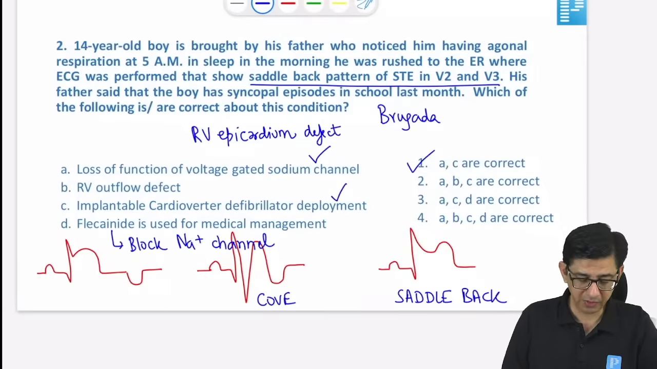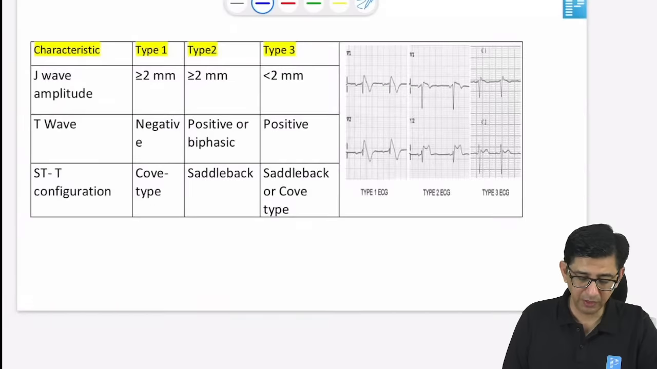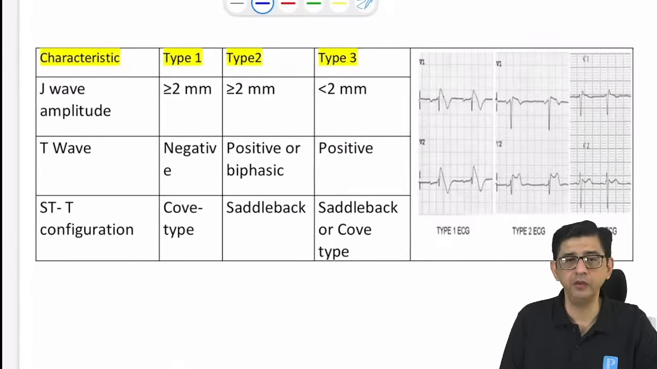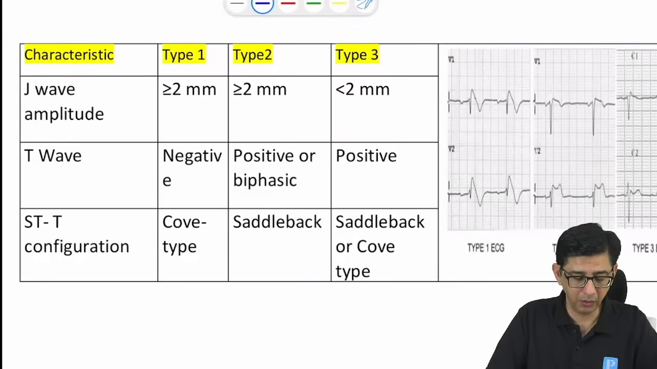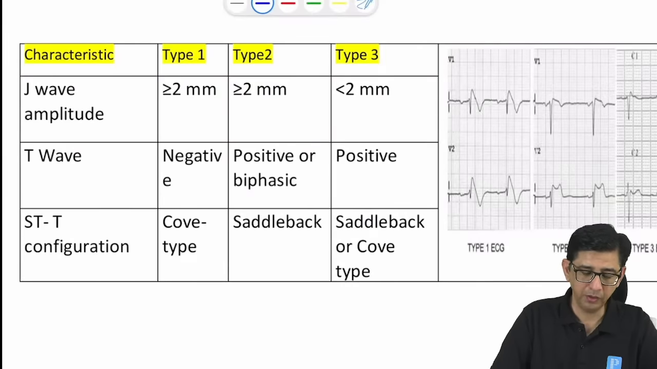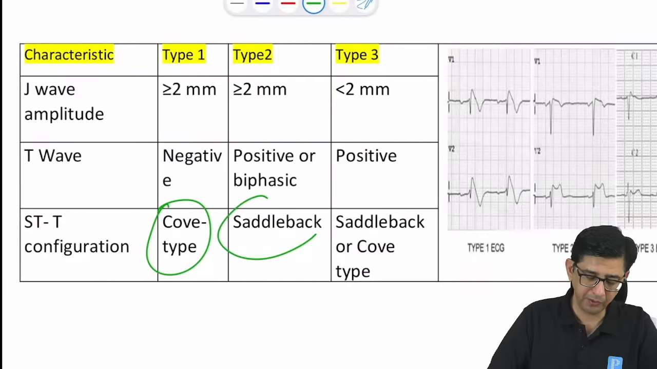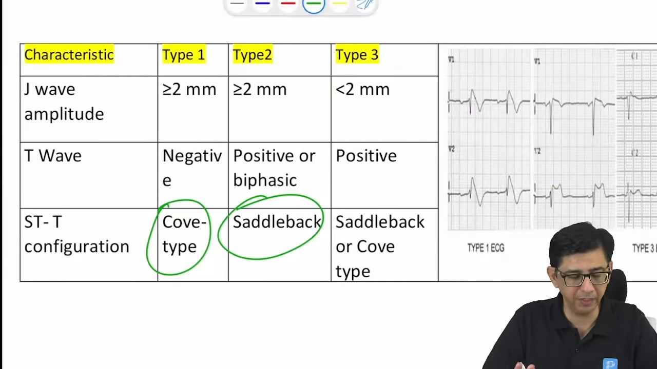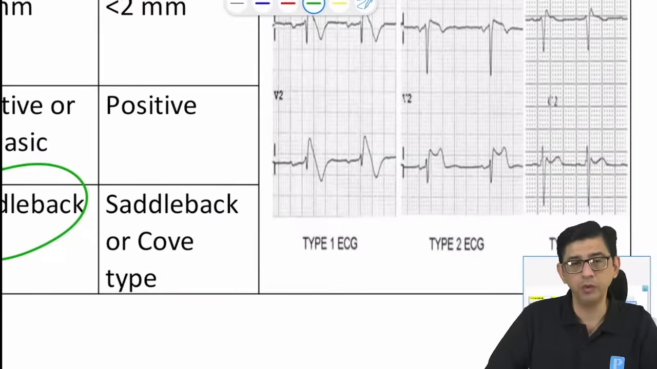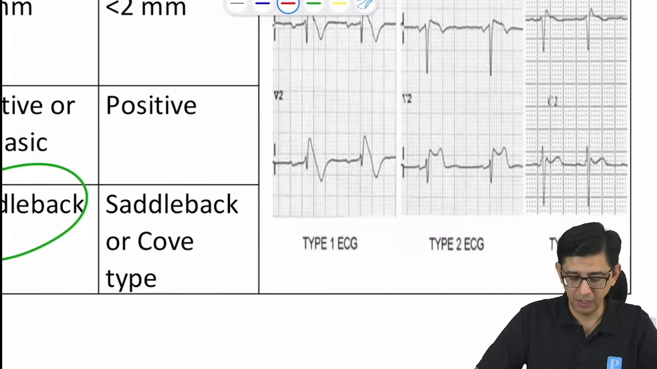As far as types of Brugada are concerned, there are multiple varieties. I just want you to remember these two terminologies: Brugada can either have a coved pattern or a saddleback pattern. Then we have a type 3 also. You don't need to get into type 3, which can have either of the two findings. What I showed before, let me emphasize once again: that's the coved pattern with the T-wave inversion, and then you can notice this saddleback.